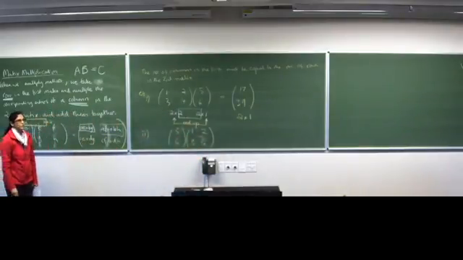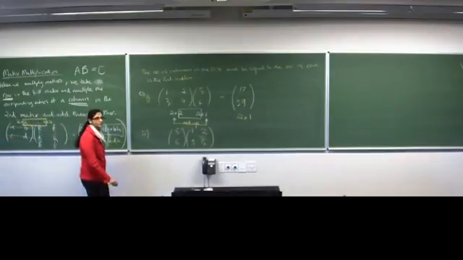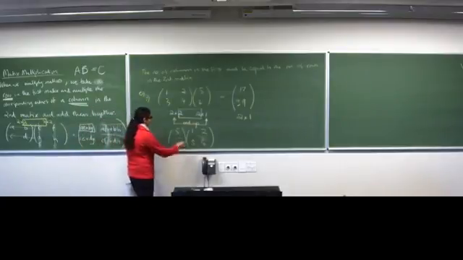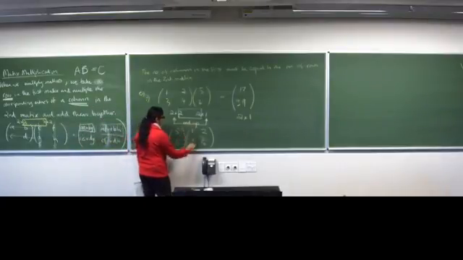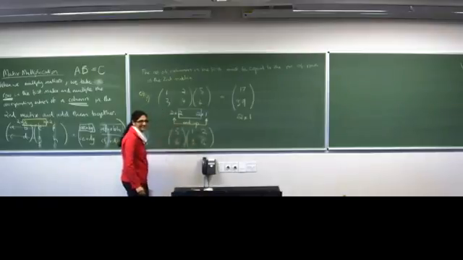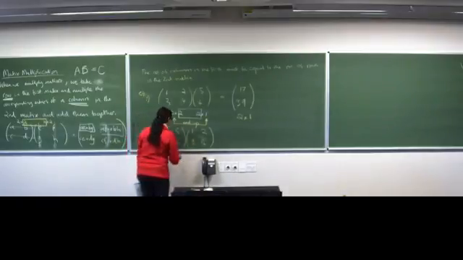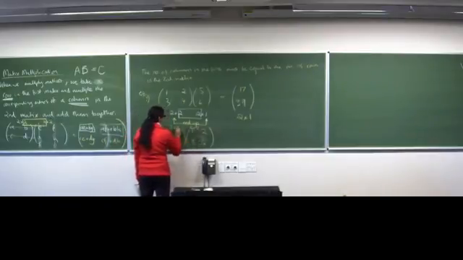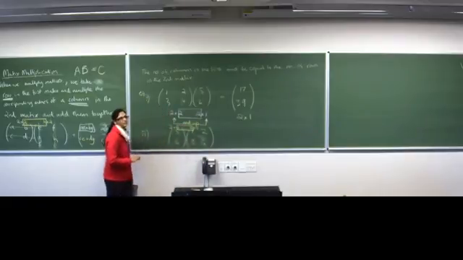Can we do that one? Think about it. I'm going across and down. No. Because what is this? This is a 2 by 1, and this is a 2 by 2. These two are not equal.